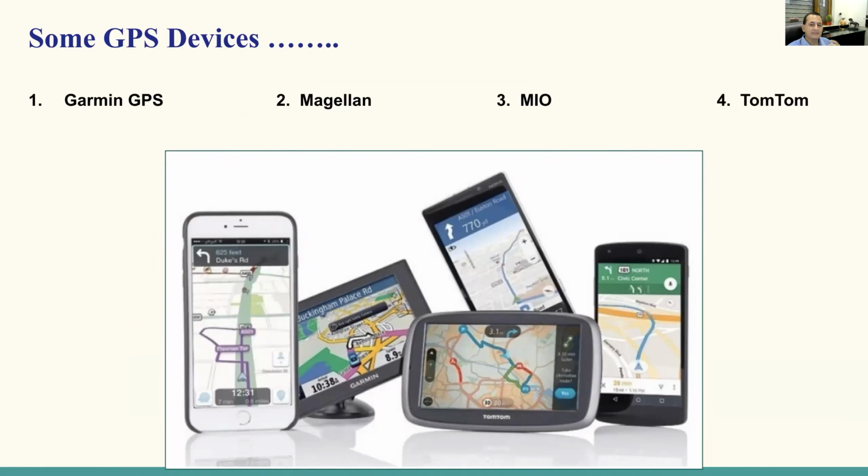So there are a lot of GPS devices out there. There are Garmin, there is Magellan, there is Mio, there is TomTom. These are some of the devices that are there. These are all standalone devices. I am not talking about phones at all. Phones are common. You can use normal phones for basic GPS extraction and things like that. That is not a big deal.